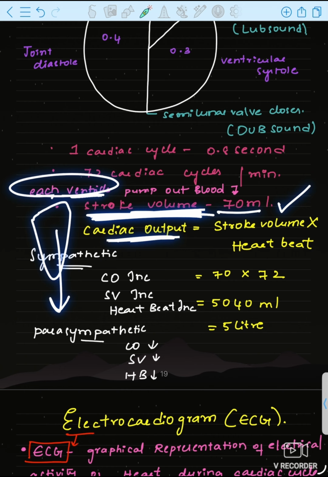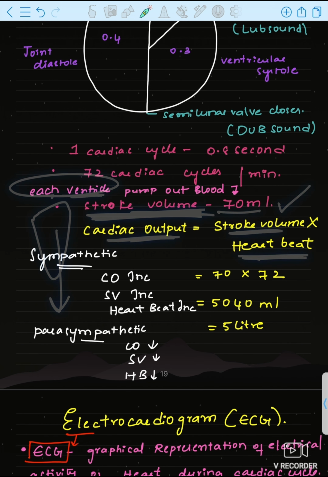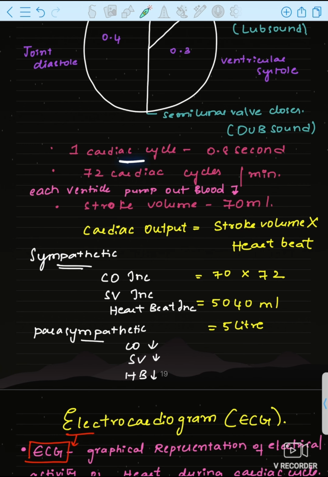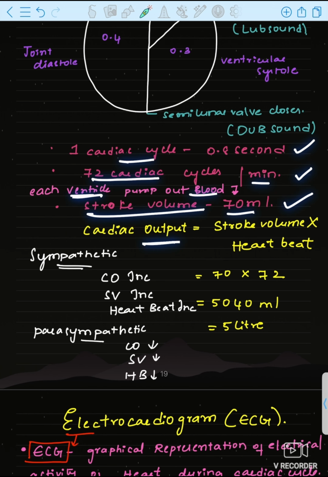What is cardiac output? Stroke volume into heartbeat is cardiac output. Remember one cardiac cycle is 0.8 second, 72 cardiac cycles per minute. Stroke volume means each ventricle pumps out 70 ml of blood. Cardiac output is stroke volume into heartbeat. Stroke volume is 70 and heartbeat is 72. Total you will get 5040 ml, approximately 5 liters.